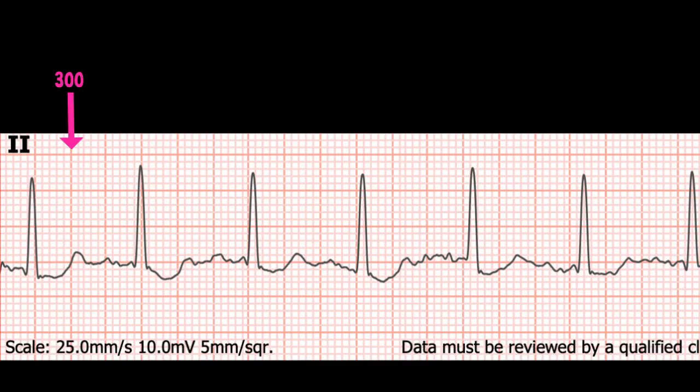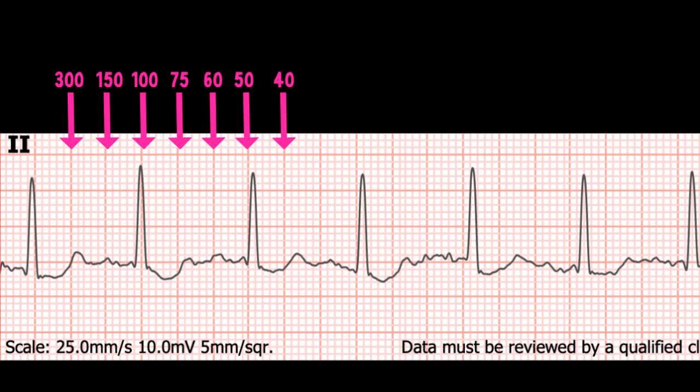You take a complex where the wave aligns with, or you can approximate if none are aligning, the darker line at the start of a big box. Then count how many big boxes it is until the next complex on the strip. If there is only one big box between them, then the rate is going to be 300. Next is 150, then 100, then 75, then 50, then 40, I think it's actually 43, but who cares? And then 30, I think it's really 37, but you get the point. And then 20, 10, dead, and so on and so on.